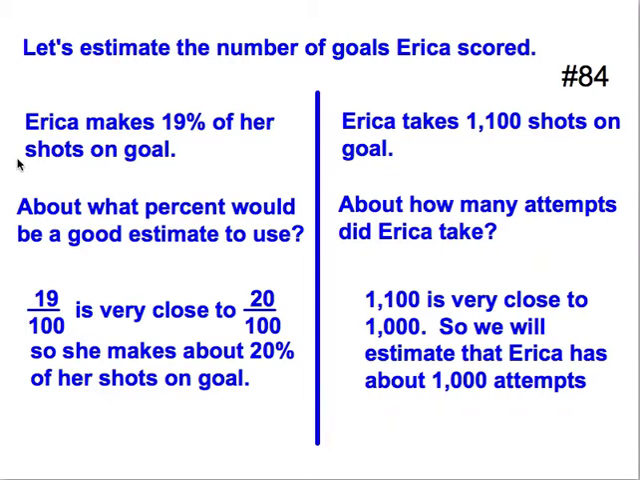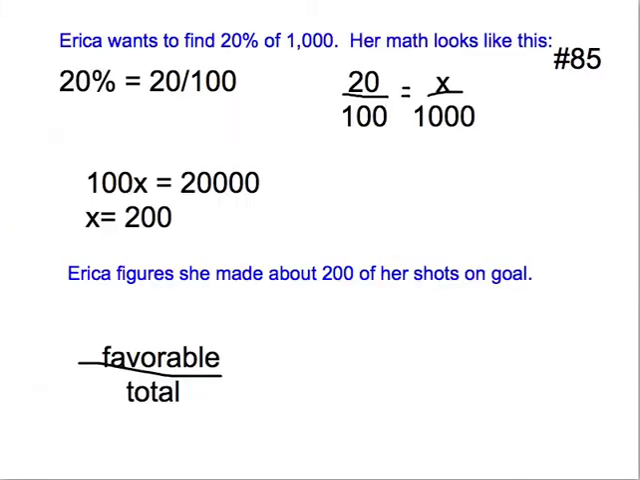We're going to estimate. So Erica made 19% of her shots on goal. About what percent is a good estimate for that? Well, 19 is very close to 20, so we're going to use 20% instead of 19 just to estimate. And she took 1,100 shots on goal, and that's about an estimate of 1,000. So we're going to estimate that she had about 1,000 attempts on goal.